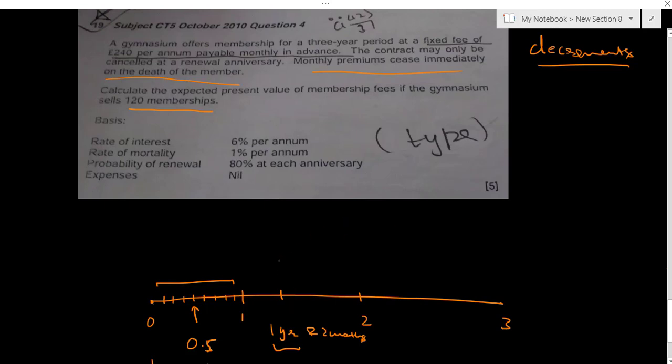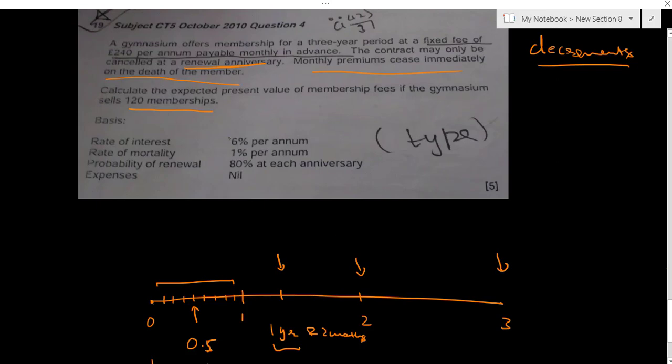Also, there is one more clause here: at the end of every year, the contract may be cancelled. They're saying the contract may be cancelled at each renewal anniversary. So at the end of year 1 or year 2 or year 3, the contract may be cancelled, and then the person would also cease paying the annuities. That's how it is working.